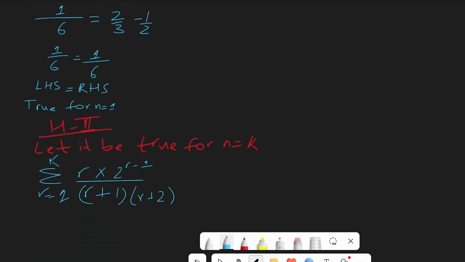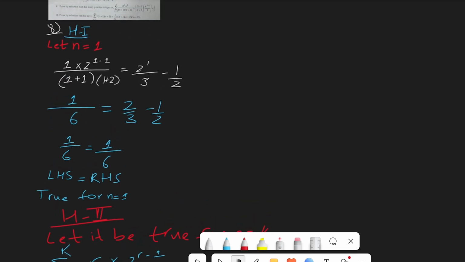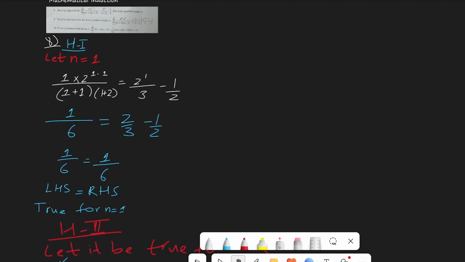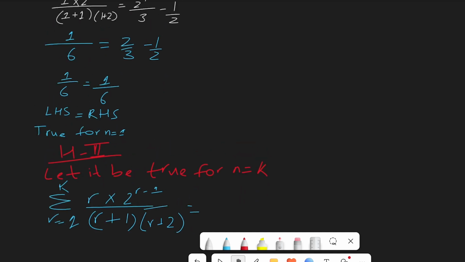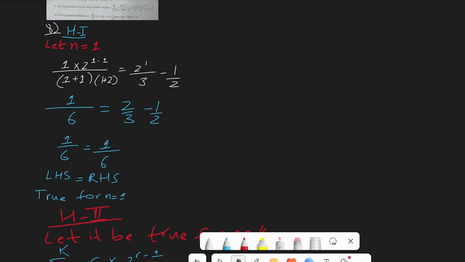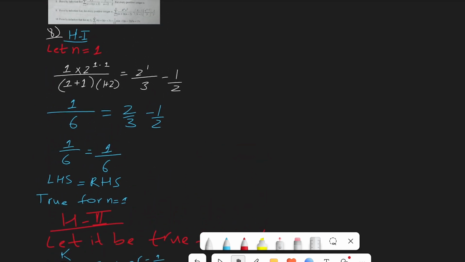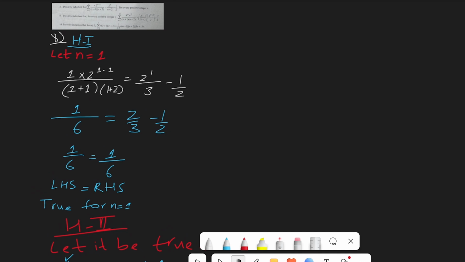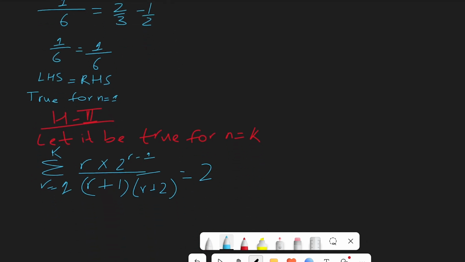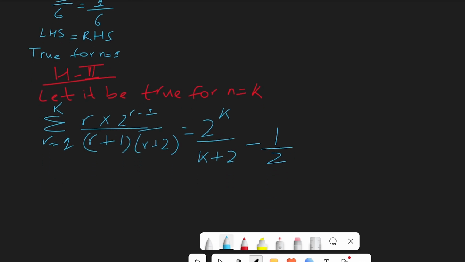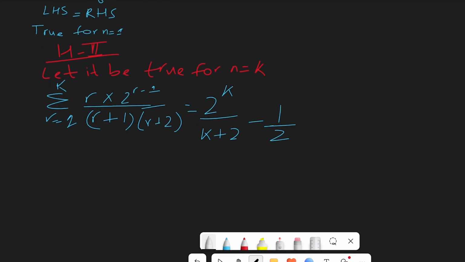Now on the right hand side, what do we have? We have 2 power n over n plus 2. So what would we have? 2 power k over k plus 2 minus 1 over 2, because we don't have an n in this term, so it will come as it is. It's simple, right? Next is hypothesis 3.